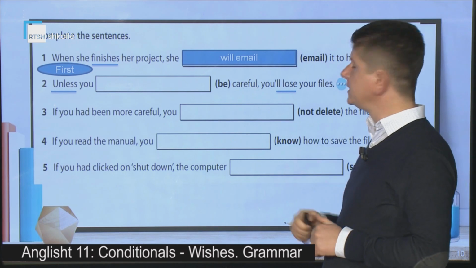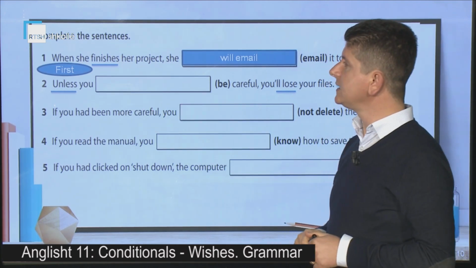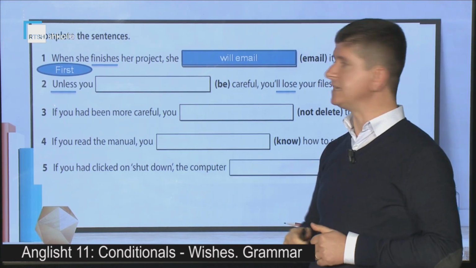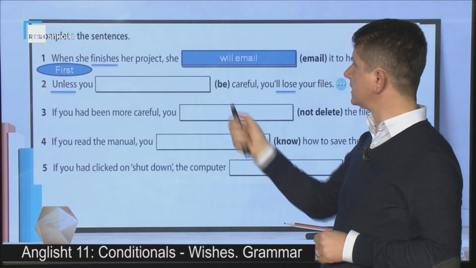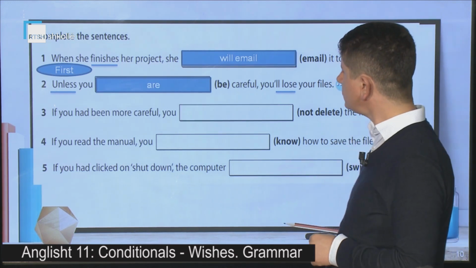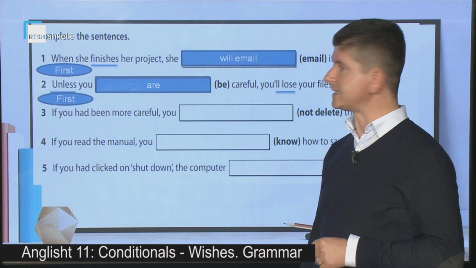Okay, let's look at the verb here. We have "will lose." Also, we have "unless," which we only use in the first conditional. Unless means if not. So we have a future verb here, and after "unless" we need a present simple verb. "Unless you are careful, you'll lose your files." And it means it is a first conditional sentence.